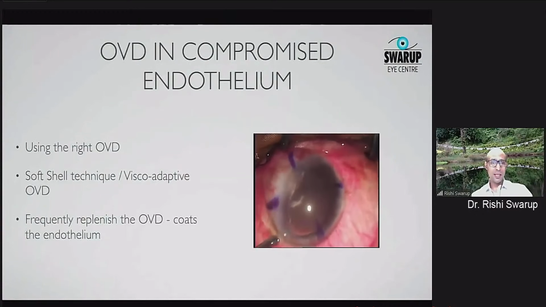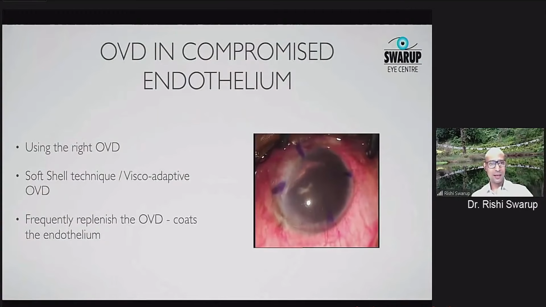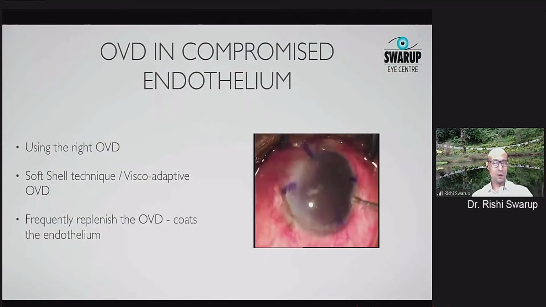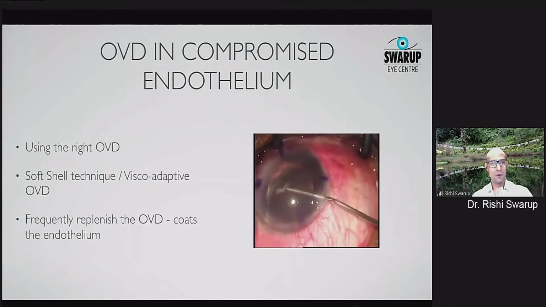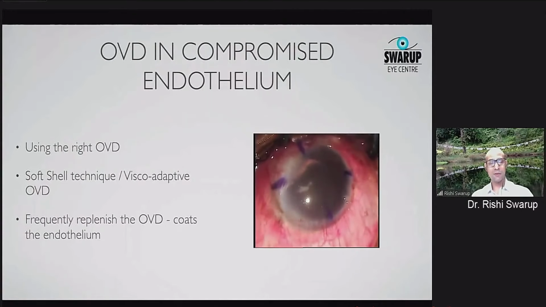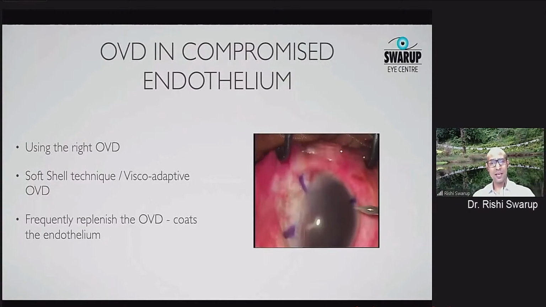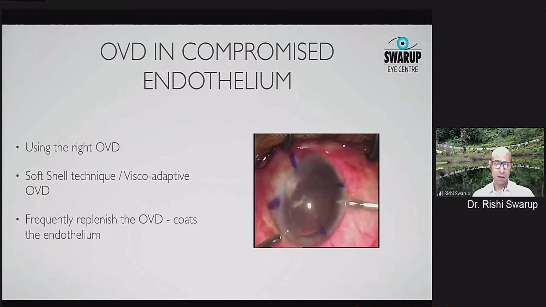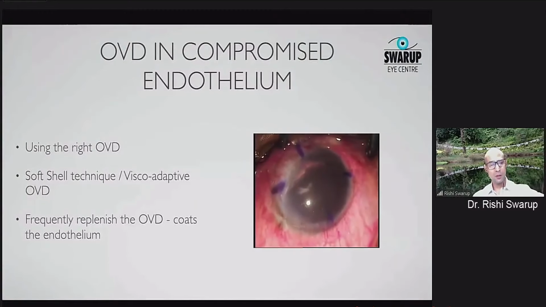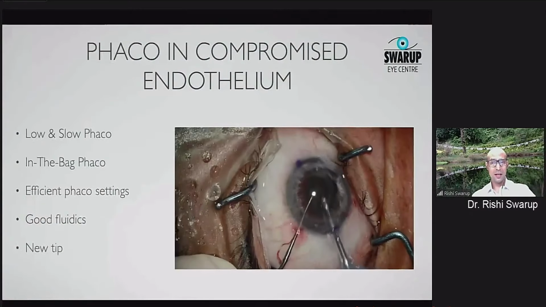Like I said, OVD is probably the main thing that you want to look at, and you either want to use a viscoadaptive OVD like Viscoat or any other chondroitin sulfate, or you want to use a combination of cohesive and dispersive viscoelastic, which is called the soft shell technique. It will both deepen the anterior chamber and coat all the intraocular structures, specifically the endothelium. Not just using the OVD once, but also keep putting it back again and again. Every few steps, especially if your phacoemulsification is lasting longer, keep going back and putting in some more viscoelastic, because you want to keep the endothelium coated at all times so that it remains protected.